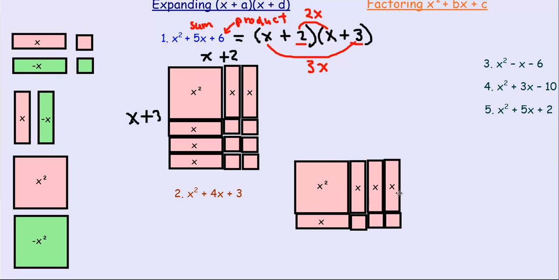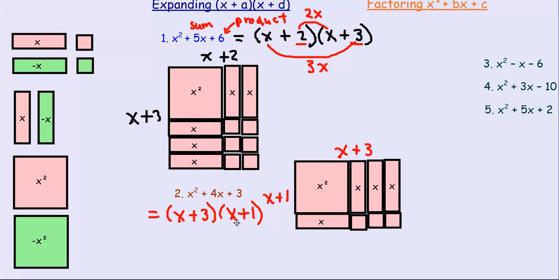So I have the 4x's: 1, 2, 3, 4. I have the 3 here. So, okay, here are the factors. This would be x plus 3 across the top and x plus 1 on the side. And again, it doesn't matter which you write first. Okay, so see, they both start with x's because that's an x squared.